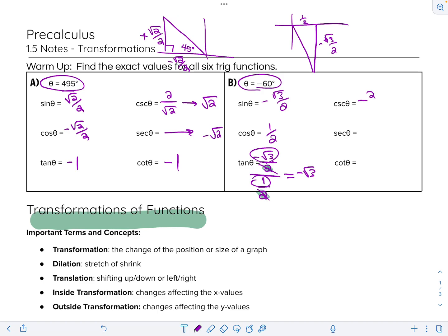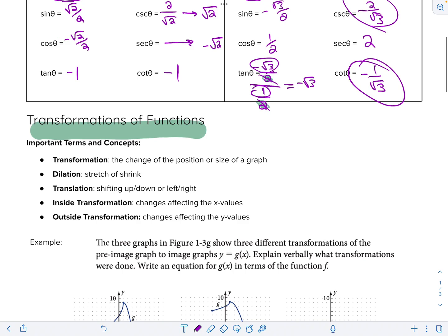The cosecant is negative 2 over root 3, and the cotangent is negative 1 over root 3. You should rationalize those. I'm going to keep going because the main focus here is transformations of functions.